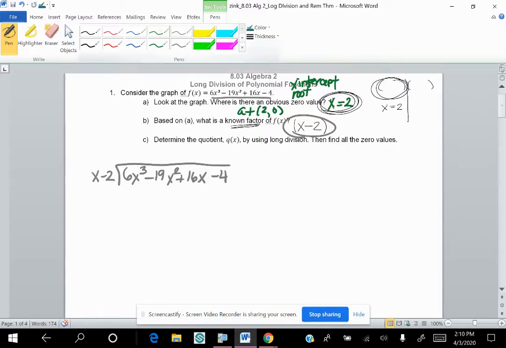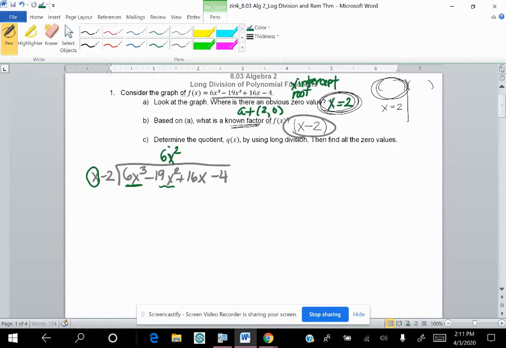Here's how it's going to work. You're going to take just this first term, coefficient and variable, which is 1x. And you're going to look here and say, okay, x times what gives me 6x to the third? You could also think of it as 6x to the third divided by x gives me what? So x times 6x squared will give me 6x to the third. And I want to try to line it up with the other term that has an x squared. So I'm going to put 6x squared right here.